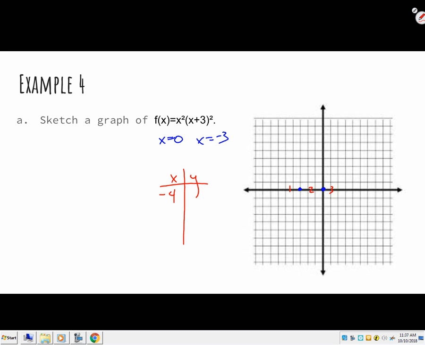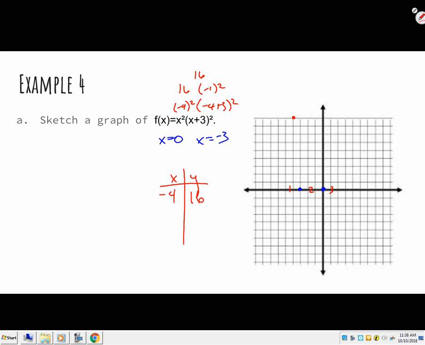So I'm going to plug negative 4 back in for these x's. So I get negative 4 squared times negative 4 plus 3 squared. That gives me 16 times negative 1 squared, which is just 16. Now my graph doesn't go to 16. Like I said, these things are going to go berserk. I'll just call this 16 up here, whatever that top number is, and you can do the same.